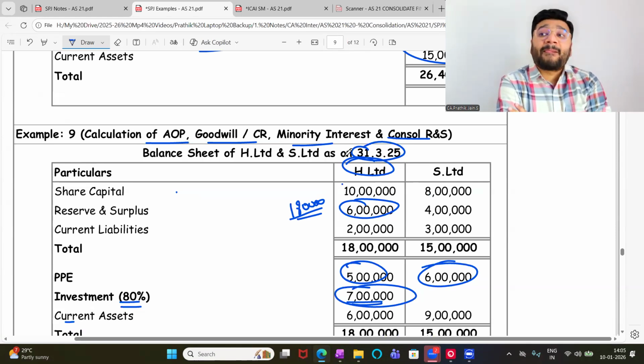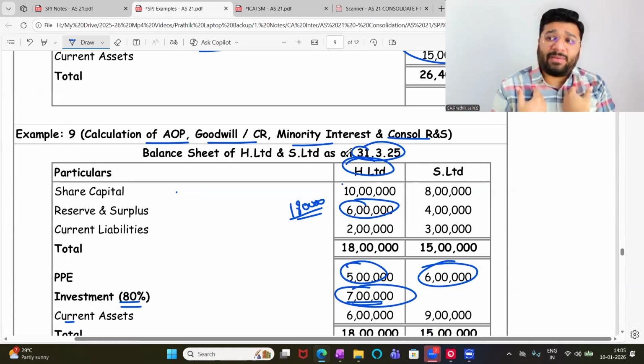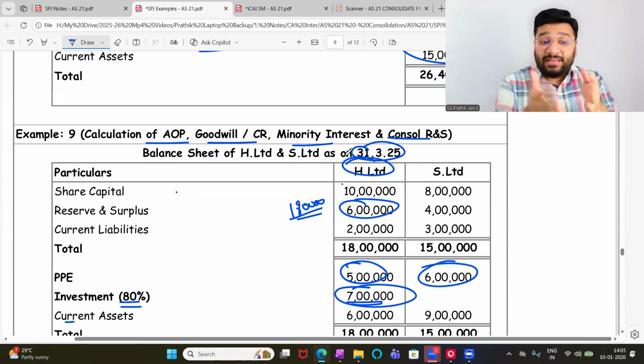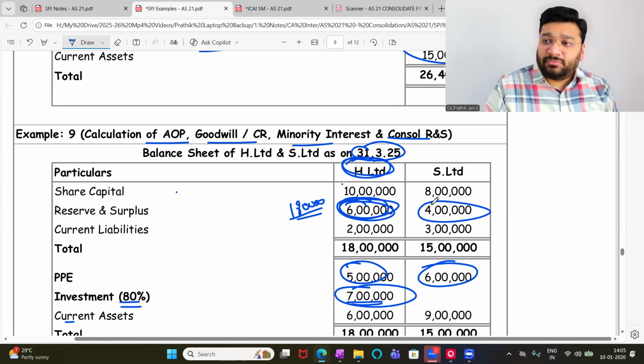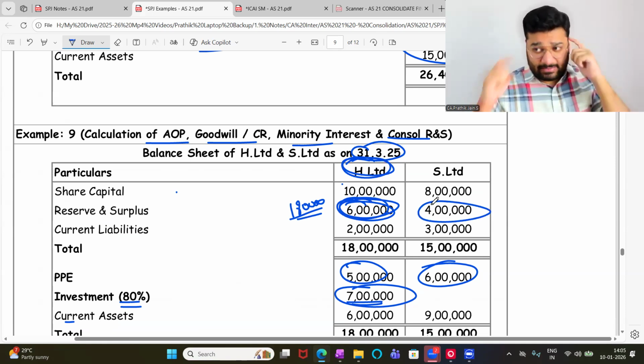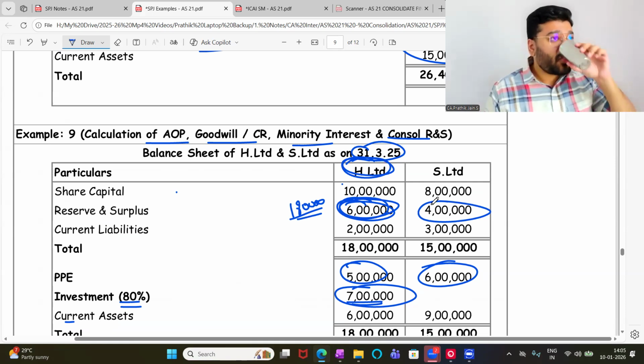When H Limited acquired S Limited, the capital reserve, capital profit, will be included at that time, no? I'm asking where the reserve is included. I'm taking data from here: this is the 6 lakh reserve and surplus of the holding company coming from the standalone financial statement, this is the 4 lakh of the standalone. The standalone is a proper balance sheet of H Limited only.